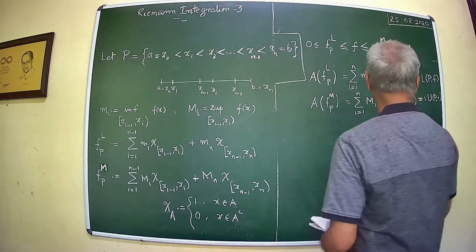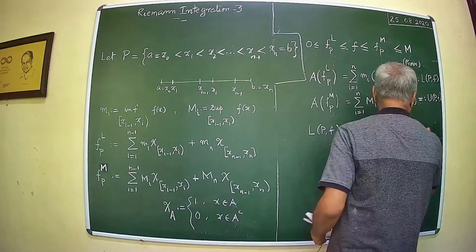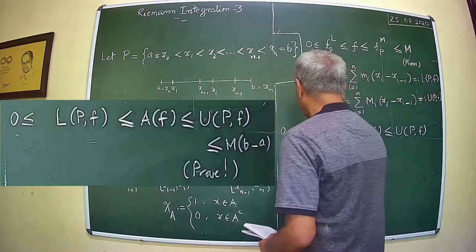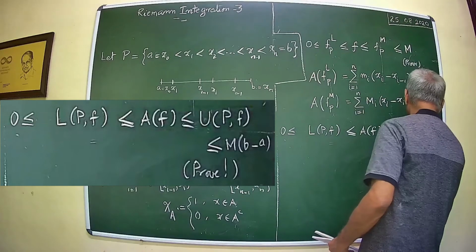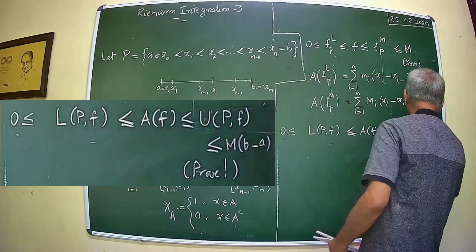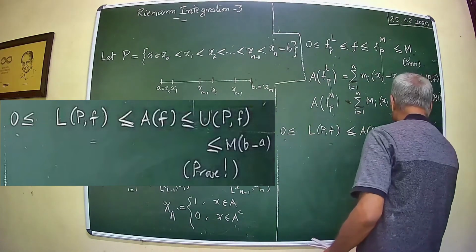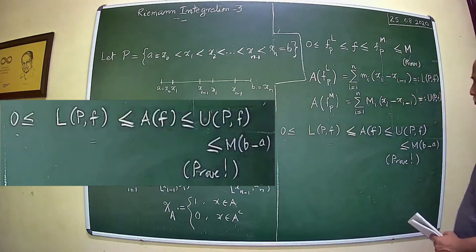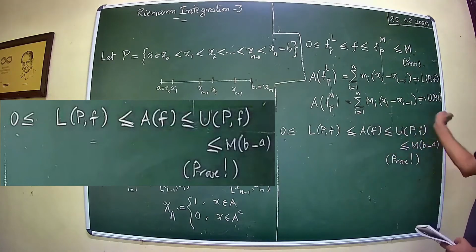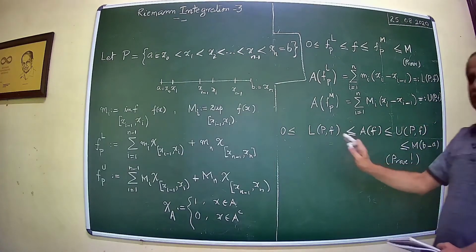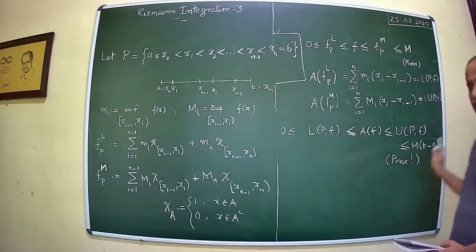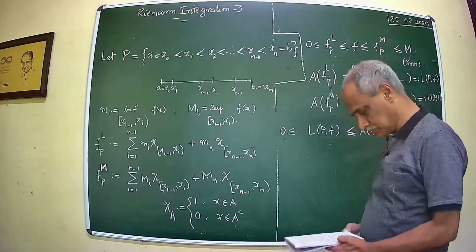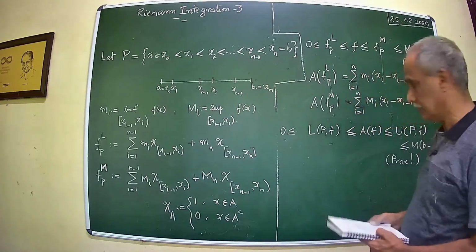And you have the following inequality. And this is also bounded by M into (b minus a). Once again, prove. These are things to be proved. And there is no sophistication involved here, just quickly compute whatever is there. That's all you have to do. Therefore, we have this inequality.